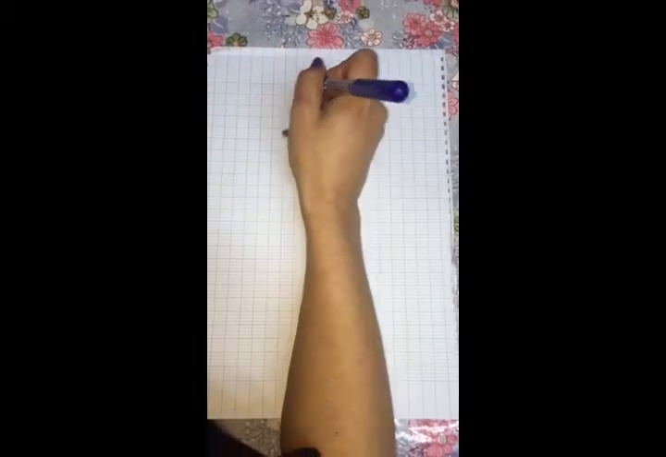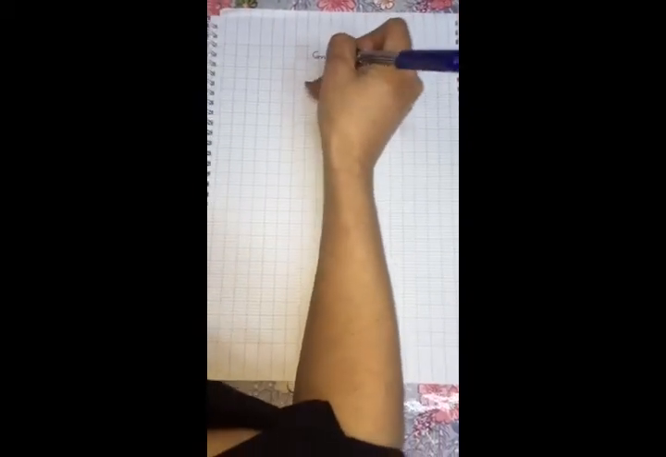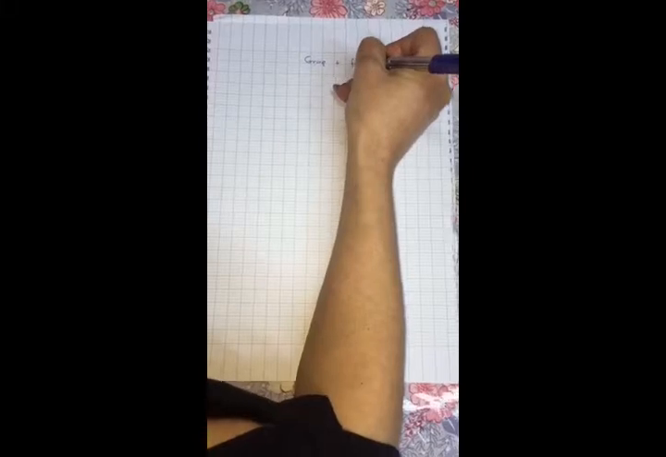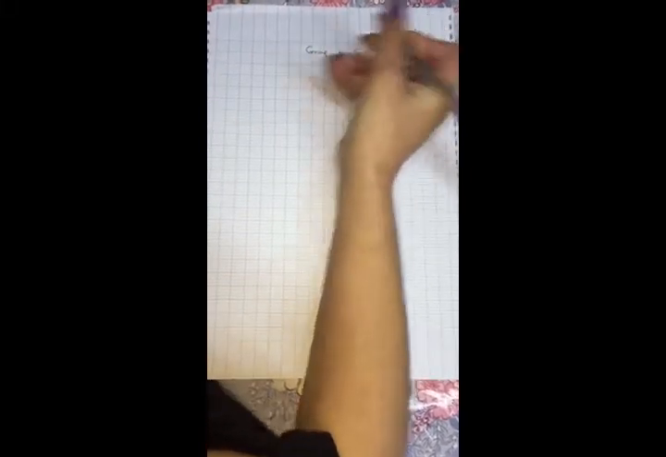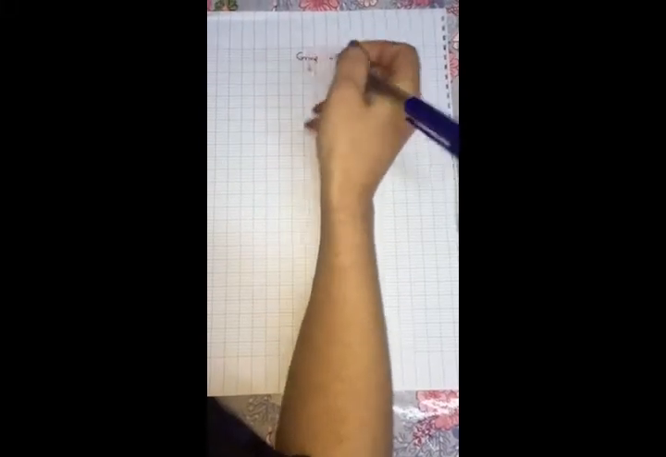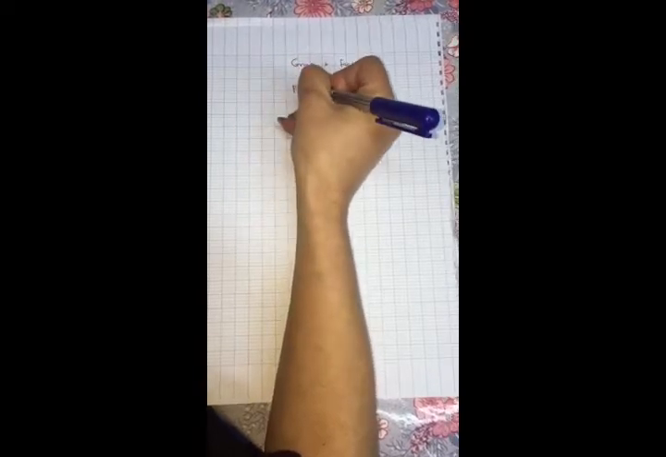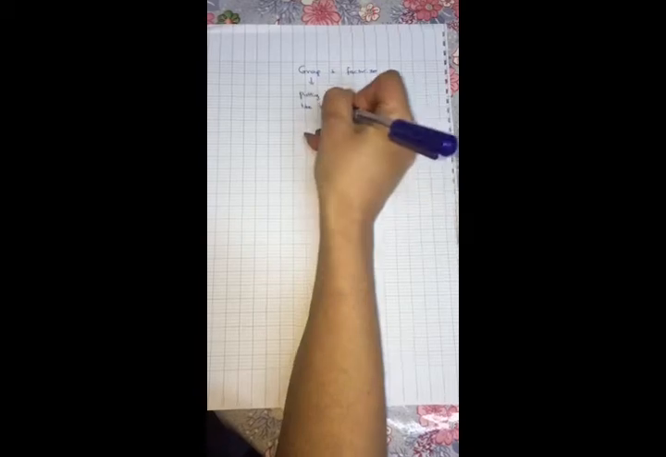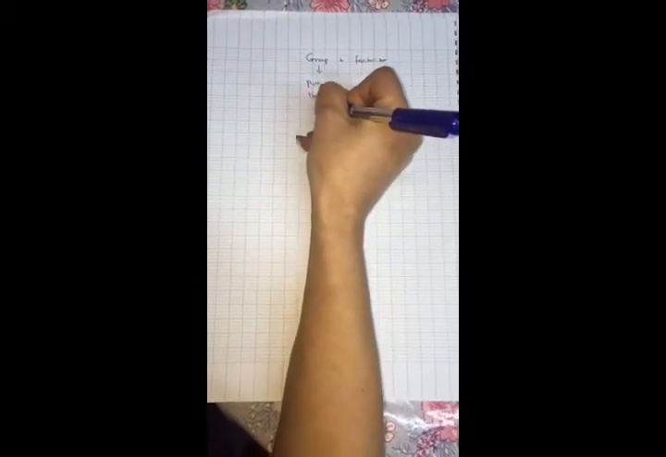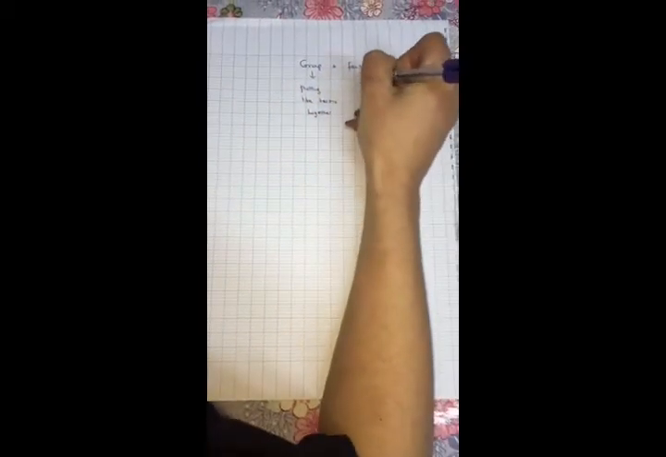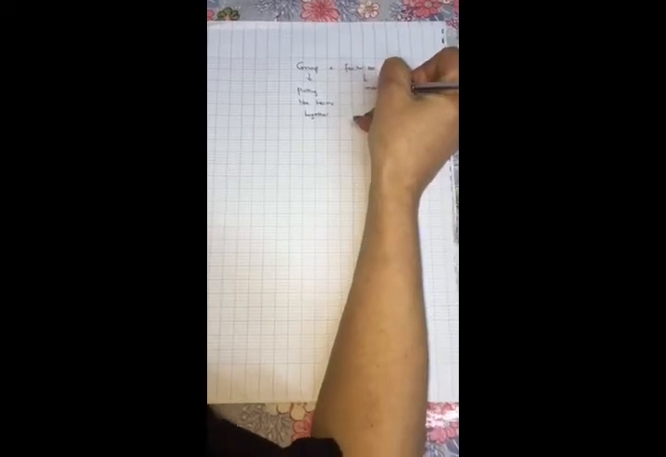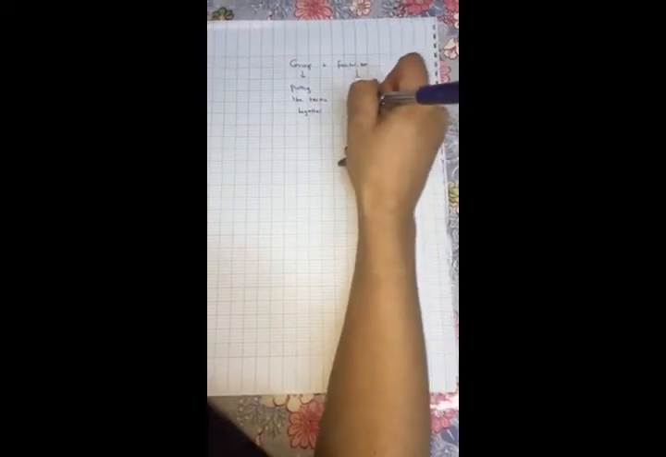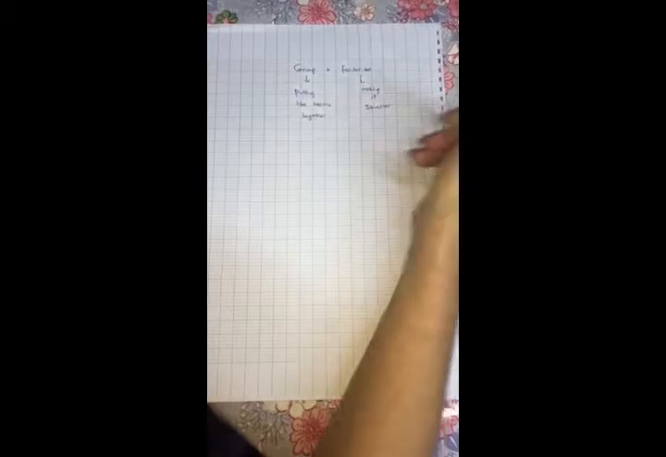Hi everyone, today we're going to be starting grouping and factorizing. What do I mean by grouping? I mean putting like terms together. What about the word factorizing? Making it smaller.